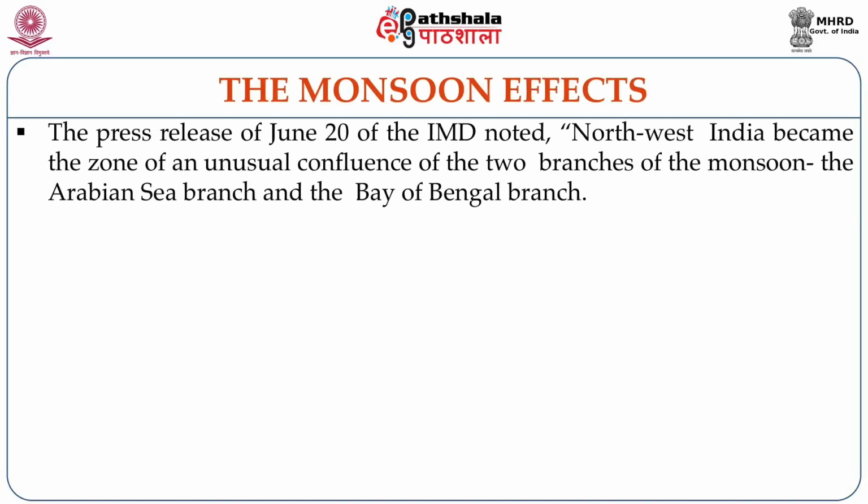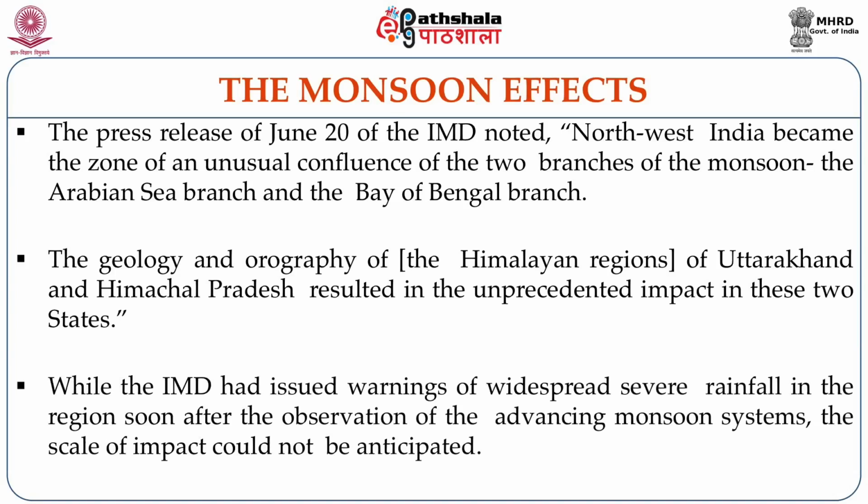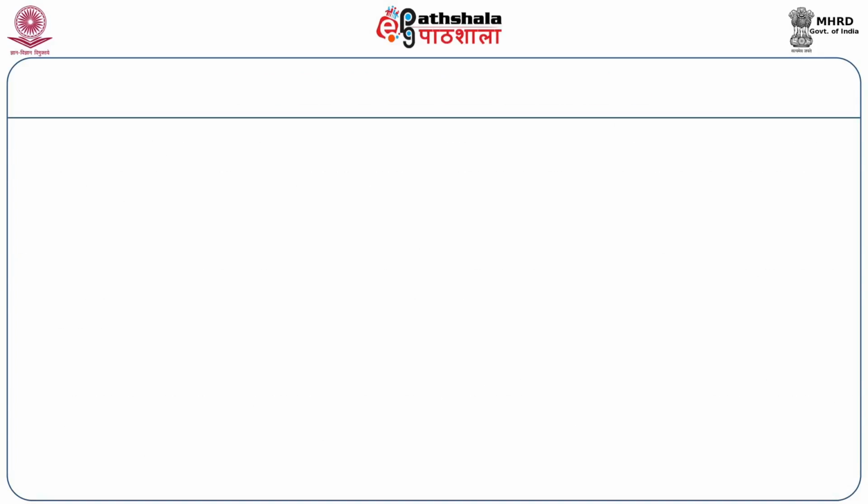The press release of June 20th of the IMD, the Indian Meteorological Department, noted Northwest India became the zone of an unusual confluence of the two branches of the monsoon, the Arabian Sea branch and the Bay of Bengal branch. The geology and orography of the Himalayan regions of Uttarakhand and Himachal Pradesh resulted in unprecedented impact in these two states. While the IMD had issued warnings of widespread severe rainfall in the region soon after the observation of the advancing monsoon systems, the scale of impact could not be predicted. So that is what the crux is.